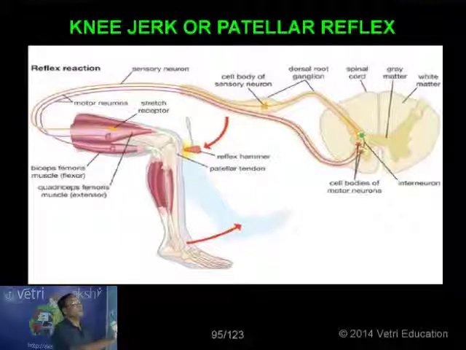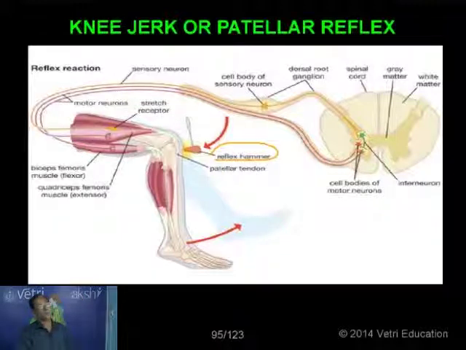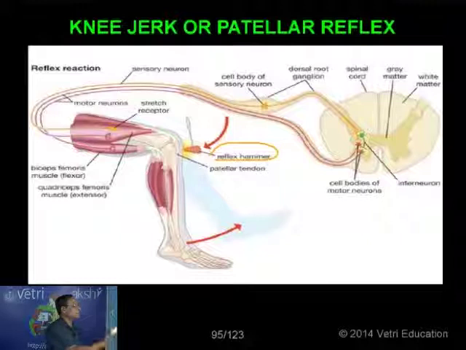Now, for example, the kneecap is tapped with a small hammer, called a reflex hammer. This is a stimulus. When the reflex hammer taps the patella of the knee, it stimulates the stretch receptor formed in the quadriceps femoris muscle. We also have another muscle, the flexor muscle, known as the biceps femoris. For flexing the leg we have the biceps femoris muscle, and for extending the leg we have the quadriceps femoris muscle.